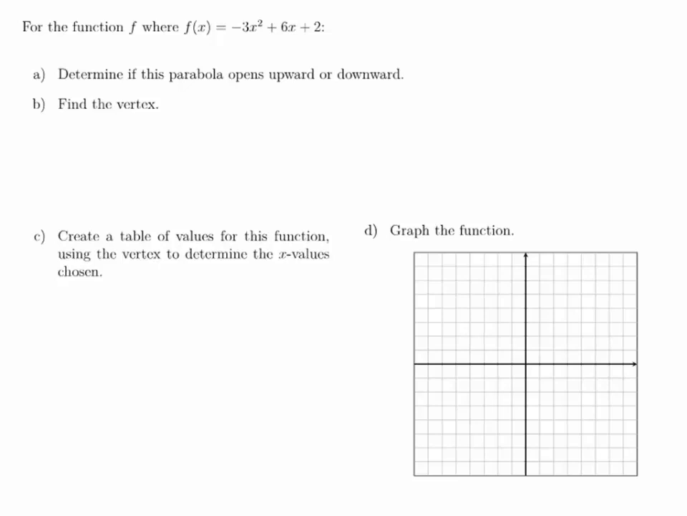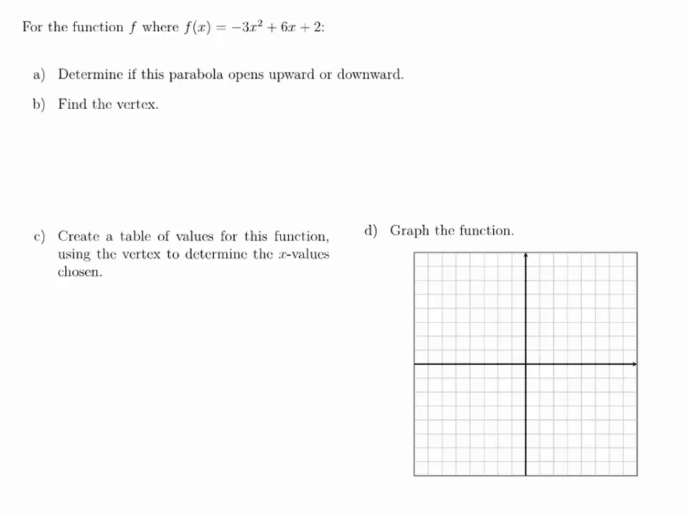The first thing we'll do is determine if the parabola opens upward or downward. Then we'll find the vertex algebraically, and then we'll use that vertex to create a table of values centered around the vertex. And finally, we'll plot the points we can obtain from that table of values and connect them with a smooth curve to complete the graph.